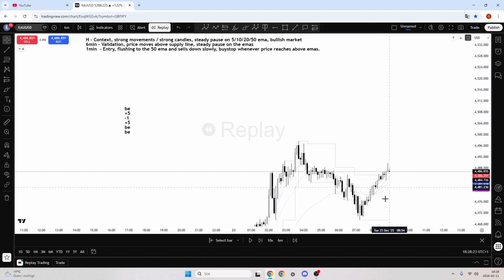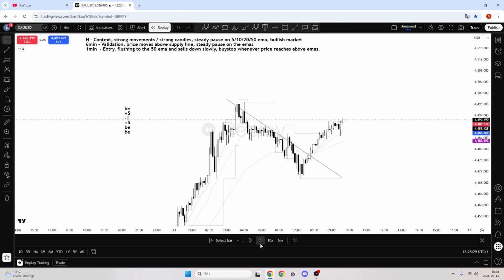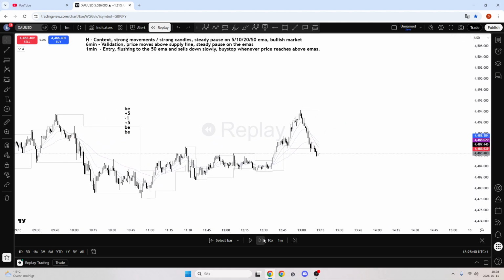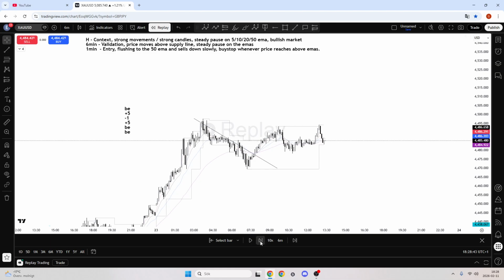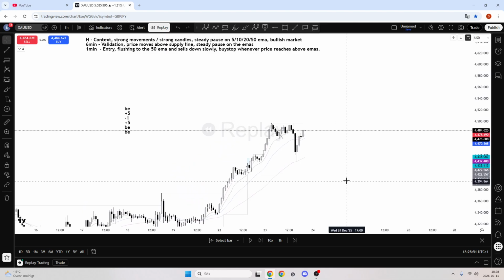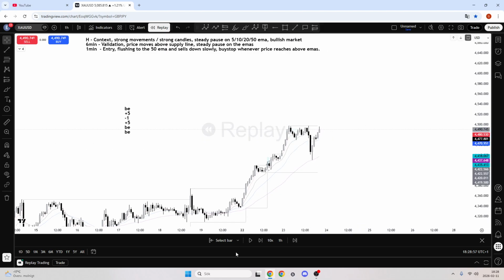I think this is good. Supply line, just like that. A little bit choppy to the upside, but let's see what price does. Yeah, I don't like this. Alright, so we can definitely set up something right here. Let's see. Okay, so nothing. This has potential, but I'm not so used to seeing exactly this kind of action, so I will skip it.